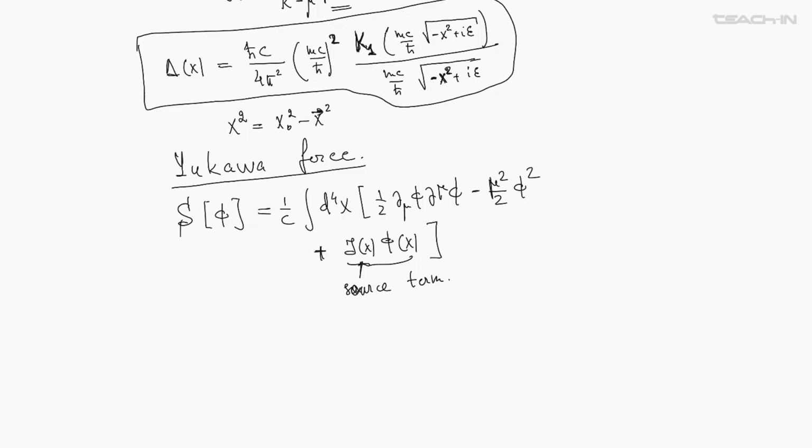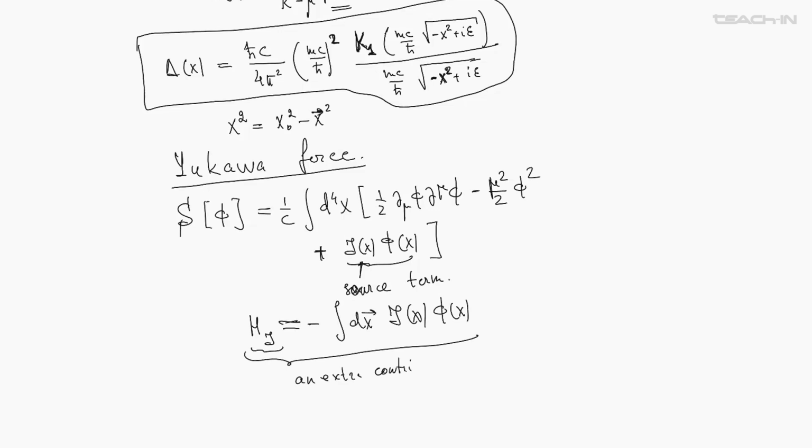What is important for me is that in the presence of this source, the Hamiltonian H receives an extra contribution, which I denote by ΔH_J, and this is given simply by minus the integral dx j(x) φ(x). This is an extra contribution to the energy of the field φ(x).